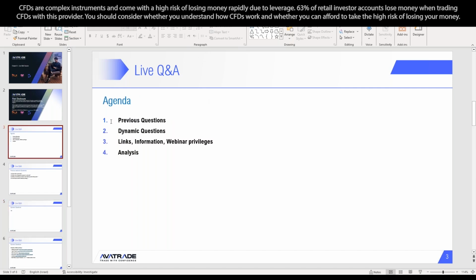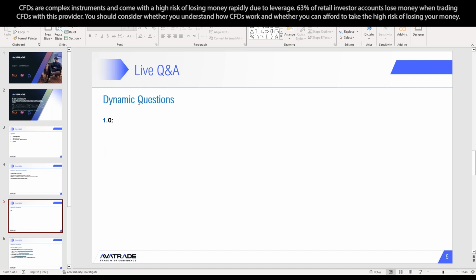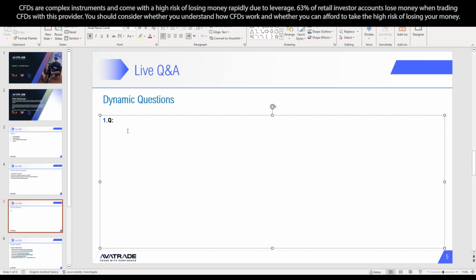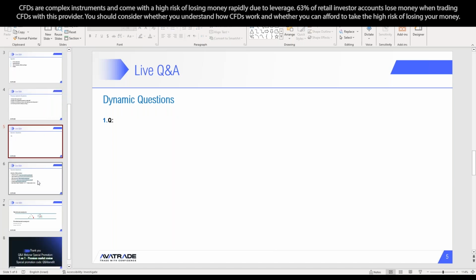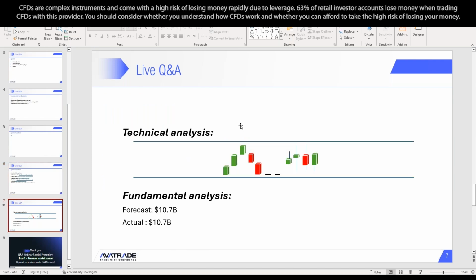Primarily, we will begin with the previous questions, which are questions written here. And then, at the following part, we'll have the dynamic questions, which are questions that you guys will be asking along the webinar. This bit here is more informative, just to save you the trouble of finding those things on the website. Although there are many shortcuts for the academy and for the education, those can be found on the WebTrader as well. But for somebody who is not using the WebTrader, those links are useful.